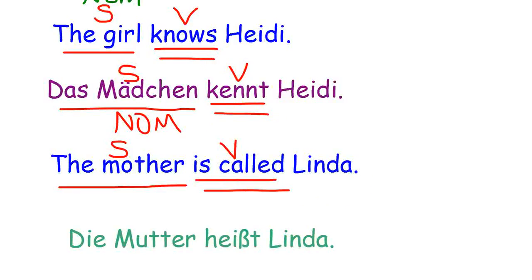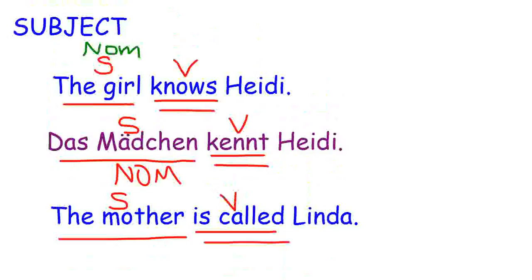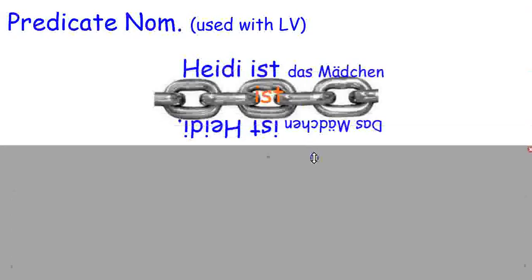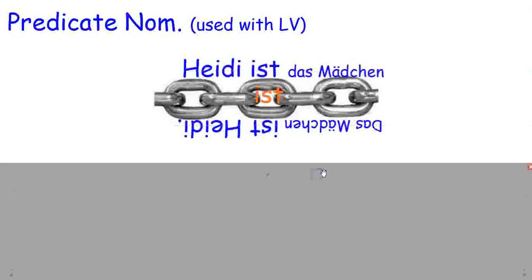Now, the other thing that the nominative case can be, besides being the subject, is the predicate nominative. The predicate nominative is a bit tricky, and it's used with linking verbs. Predicate nominative is when there's a noun in the predicate part of the sentence, meaning from the verb to the end of the sentence, that renames the subject of the sentence. So a sentence that has a predicate nominative still has a subject. So what happens is it has two nominative case elements.